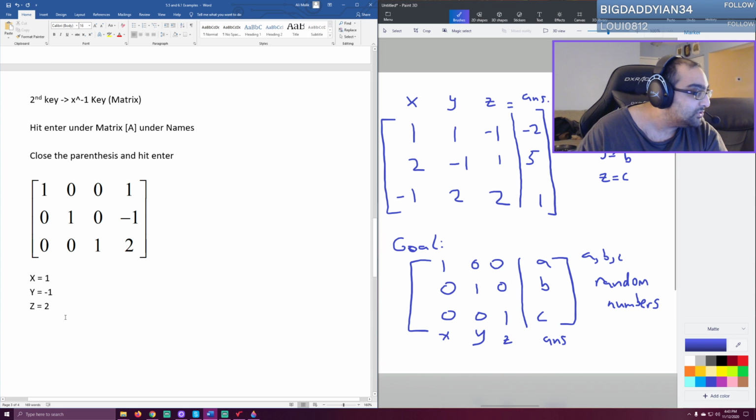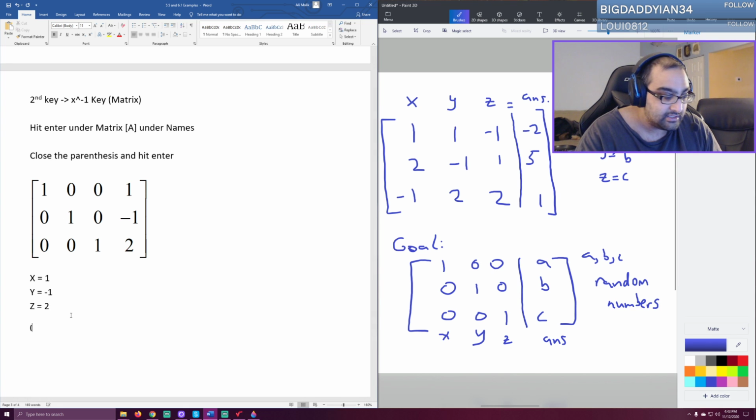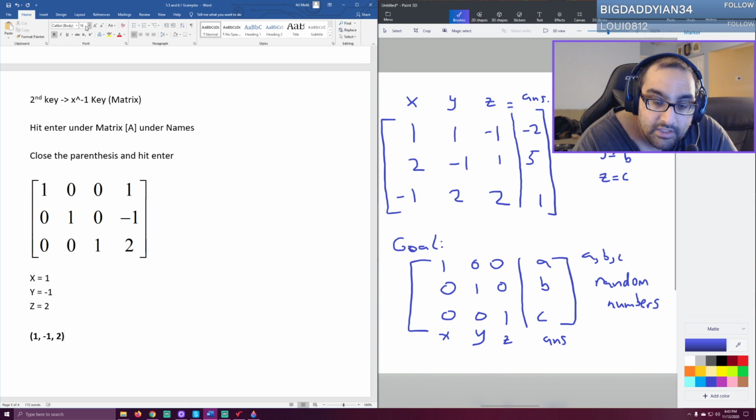If they do ask you on the homework, they may ask you to write it like this. They may ask you to write it like 1, comma, minus 1, comma 2. Something akin to that is what they'll ask you there on the homework.